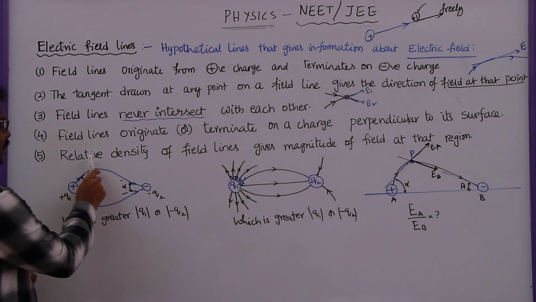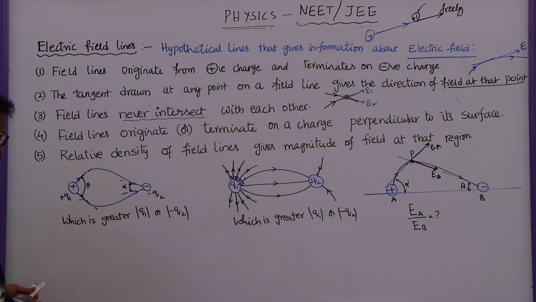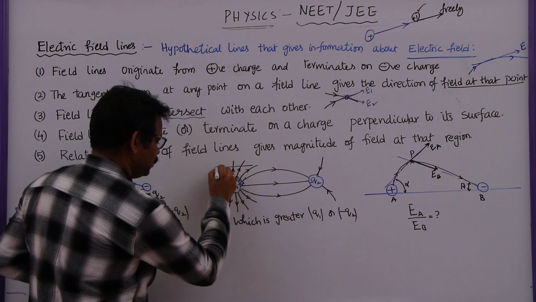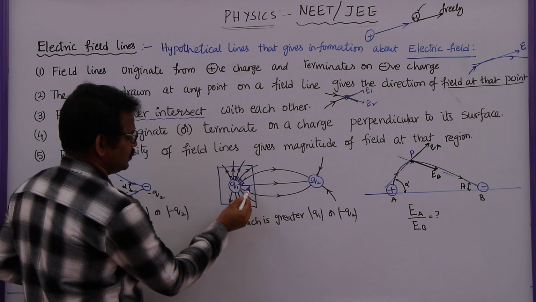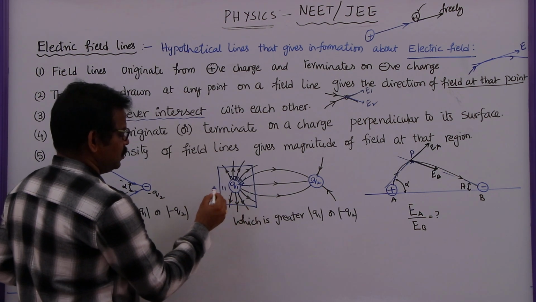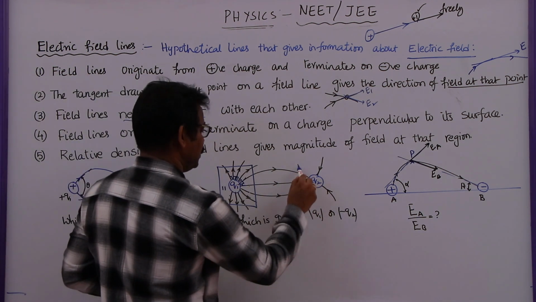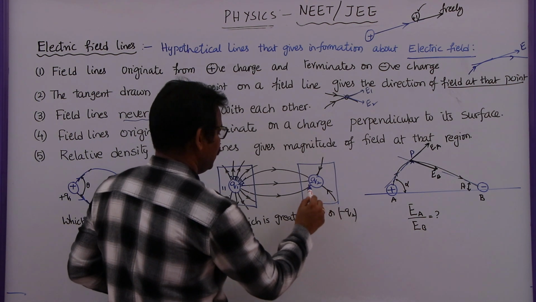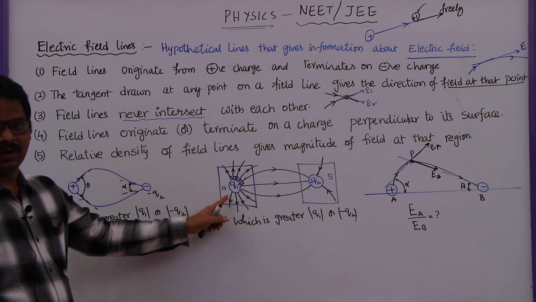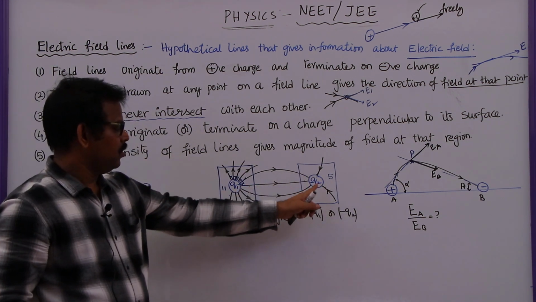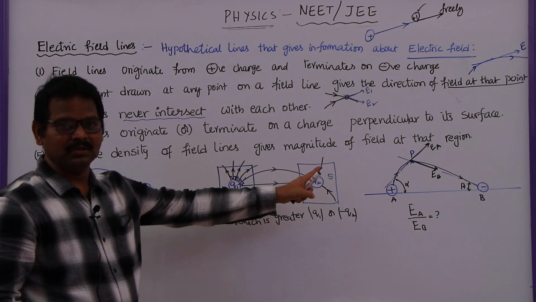The next one, the relative density of field lines gives the magnitude of the field in that region. Here in this diagram, it is clear that in this area the total number of lines is 1, 2, 3, 4, 5, 6, 7, 8, 9, 10, 11. So there are 11 lines that can be seen in this region. But if you take a similar, same-sized region here, there are 1, 2, 3, 4, 5. So we have 11 electric field lines in this region and only 5 in this region. That means the number density is more here and less here.